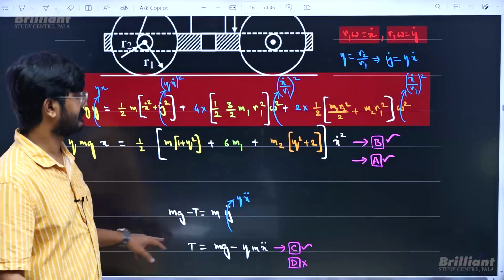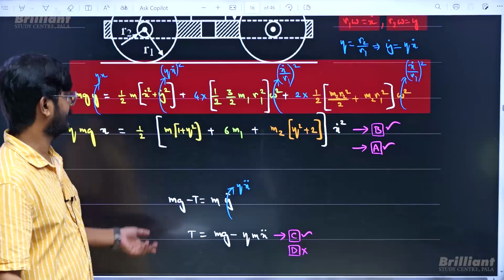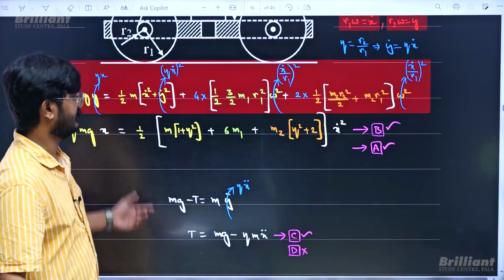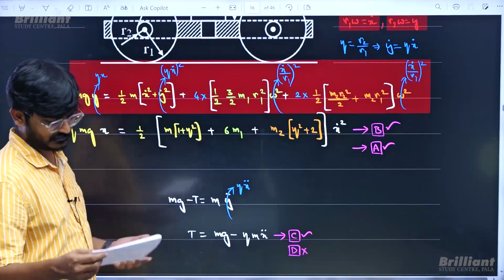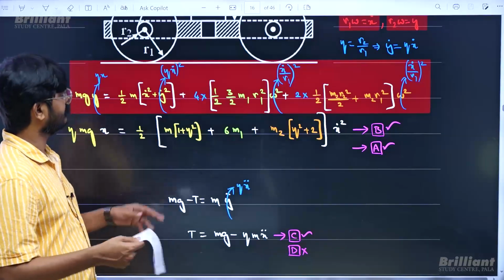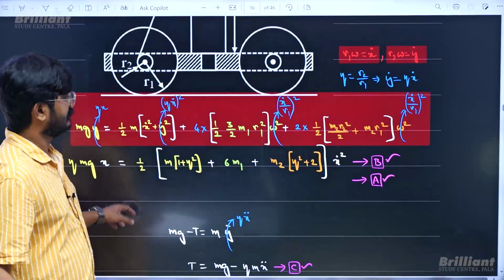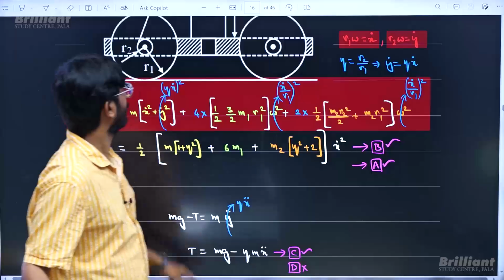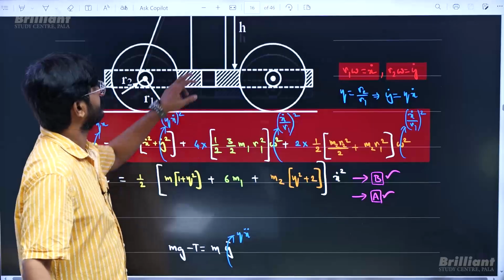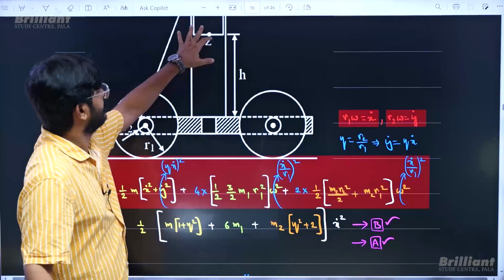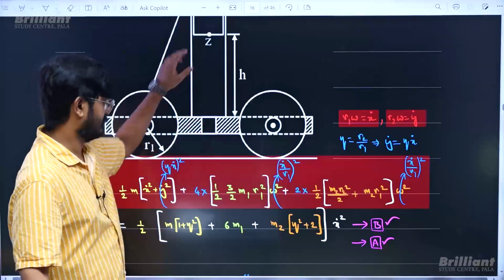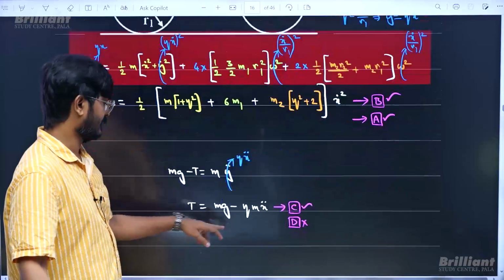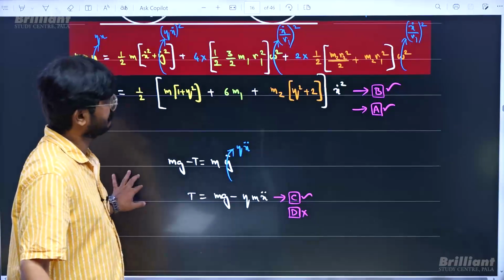Now once you see this, then you can differentiate it to get the acceleration, or from here you can see the speed also. From there you will get option A and B. Then once you get the acceleration x dash, x double dash, then you can find y double dash also. Then if you write F equals to ma for this guy along this direction, then you will be getting tension, right?